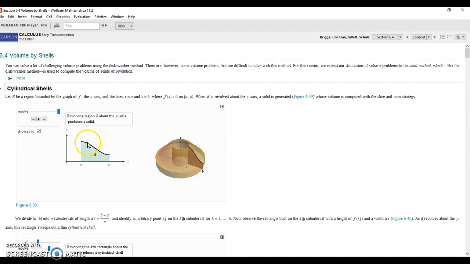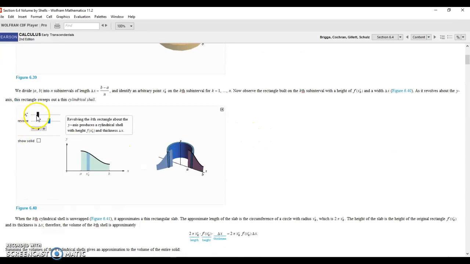Because here you end at whatever this function is and start at this line, and here you start at this line and end at this line. So you'd have to do this in two separate integrals with our washer method. Whereas we're going to look at a new method called cylindrical shells that will work here.